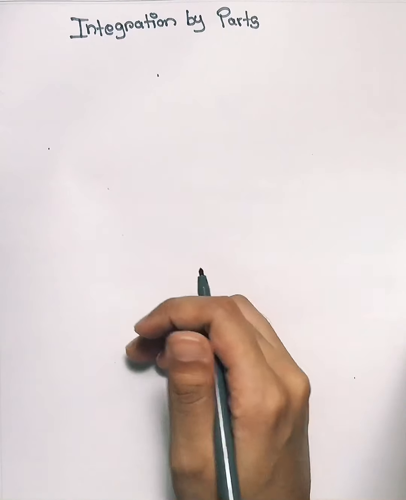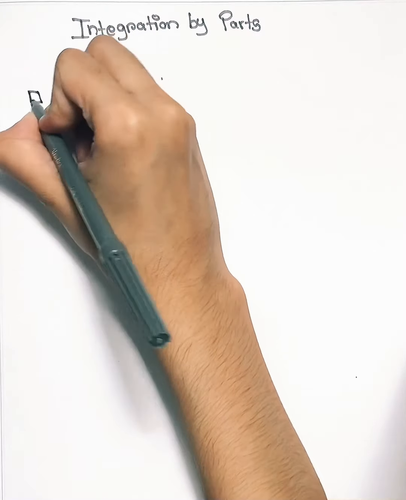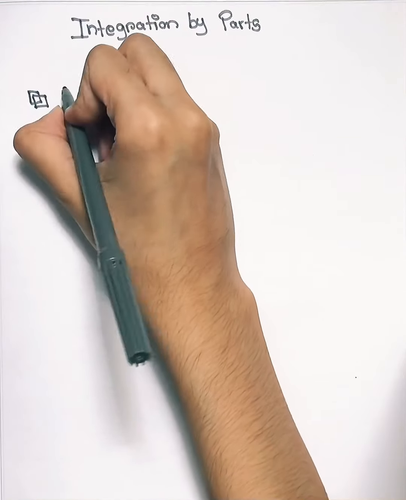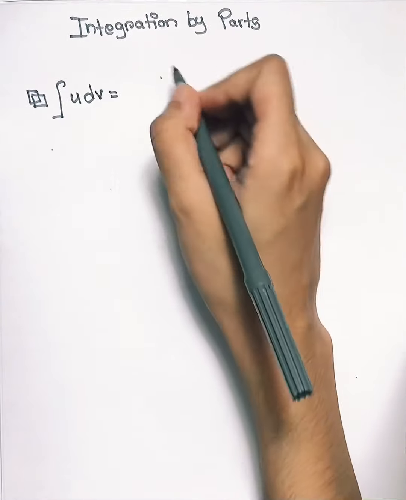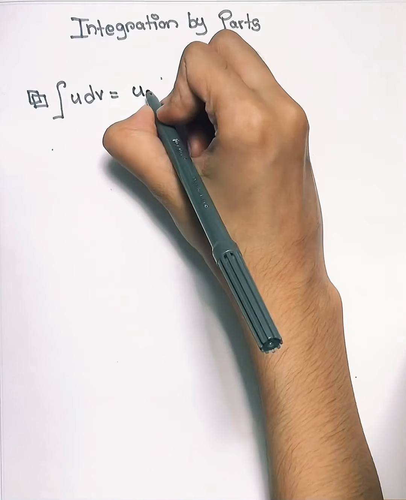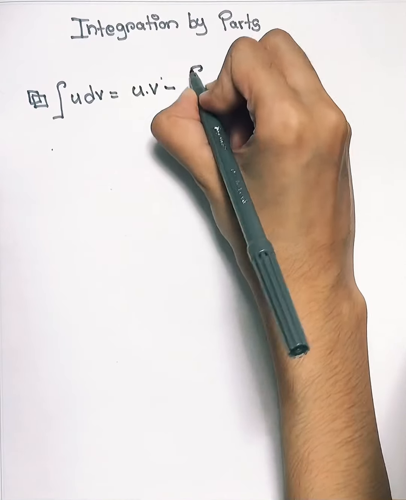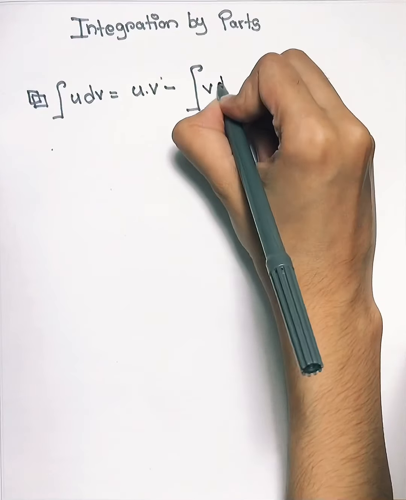Today I'm going to explain the method of integration by parts. Let me write down the formula first. If I have integration of u dv, then the integration will be u into v minus integration of v du.